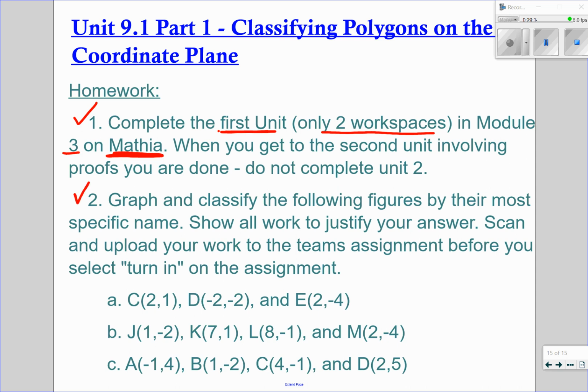And then number 2 for your homework, on your own piece of graph paper, go ahead and plot these shapes and use the notes that we just took here and the procedures that we just went over to classify these shapes. Classify them into their most specific name. So if it's a quadrilateral, test all the sides, test all the slopes to see if it's most specific, and use the list of properties that we went over.